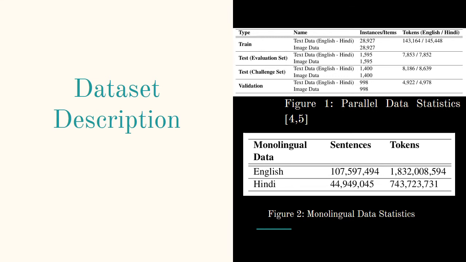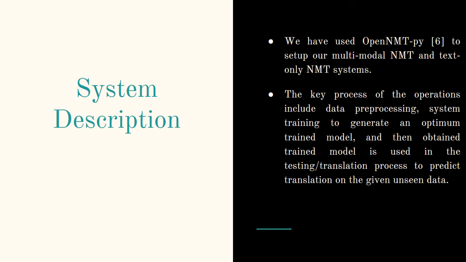So these are the dataset descriptions. First, the parallel data that is supplied by the organizer. Here the text data as well as image data is available. And then we have used external monolingual data from WMT16 for English monolingual and from IIT Bombay for Hindi.